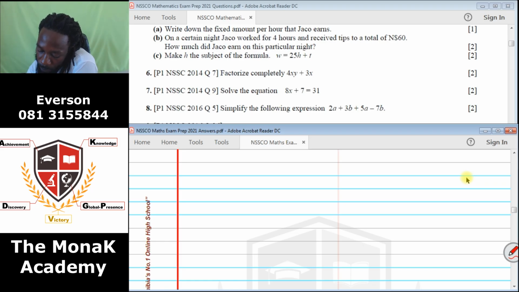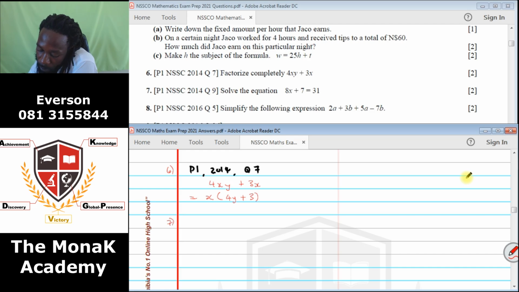Number 6. Number 6 comes from paper 1 of 2014, question 7. Factorize completely 4xy plus 3x. So numbers 4 and 3, there is no common factor. Letters x and x, there is an x. Y and there's no y, so we just have an x outside. We will be remaining with 4y plus 3. It is factorized completely.